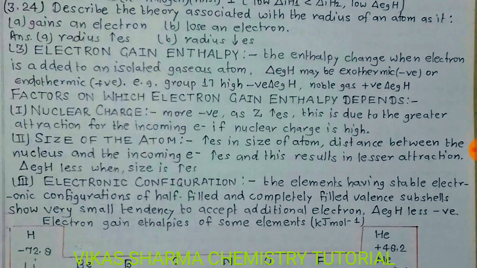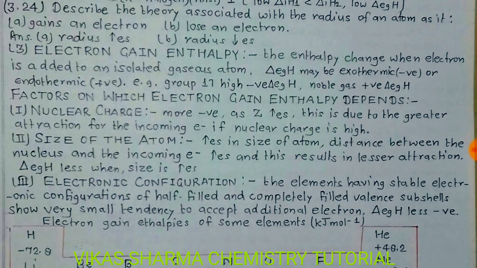First one, nuclear charge. Delta EGH becomes more negative as Z increases, meaning the effective nuclear charge increases. This is due to the greater attraction for the incoming electron if the nuclear charge is high. So the first factor is nuclear charge.